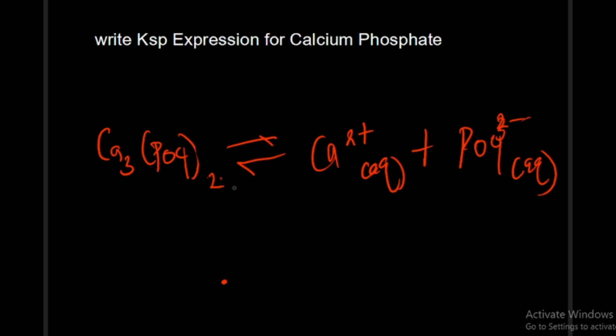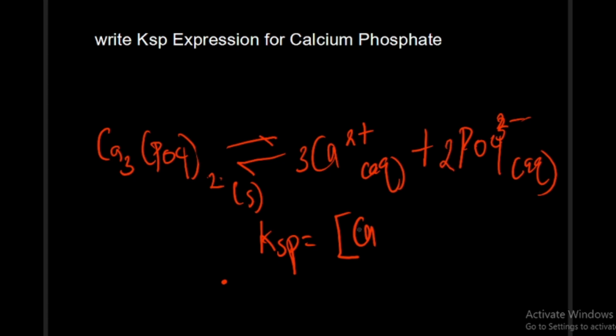Very easy here. Remember this one is solid, right? It's now going to be Ksp equals to what? Here we have Ca. First of all we have to balance it. So let's balance it here. How many calcium do you have here? Here we have 3 calcium, so you have to put 3 here. Here you have 2 phosphate, so you have to put 2 here.